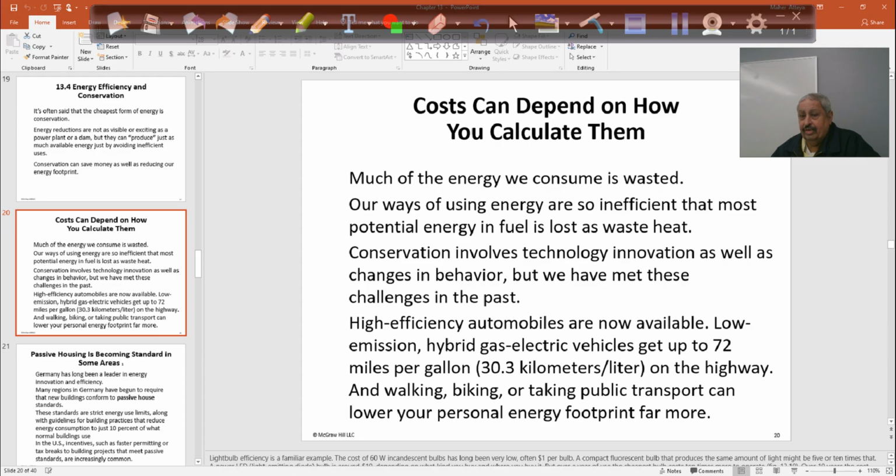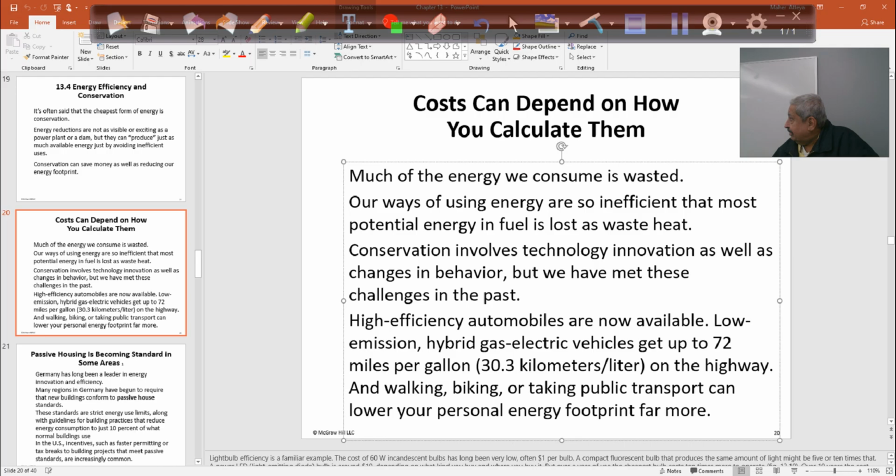Much of the energy we consume is wasted. Our ways of using energy are also inefficient, so that most of the potential energy in fuel is lost as waste heat. Well, we can improve this. As I said, we can improve this.